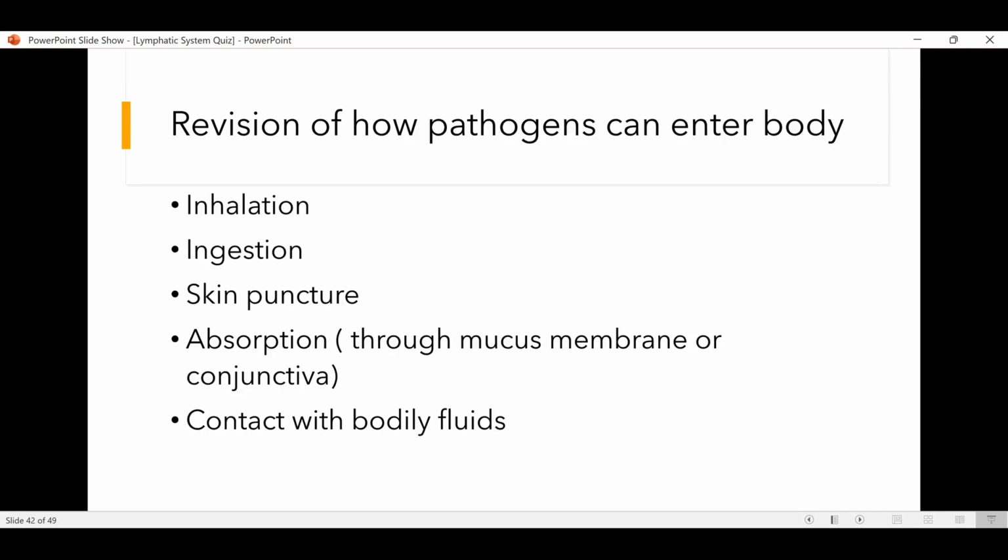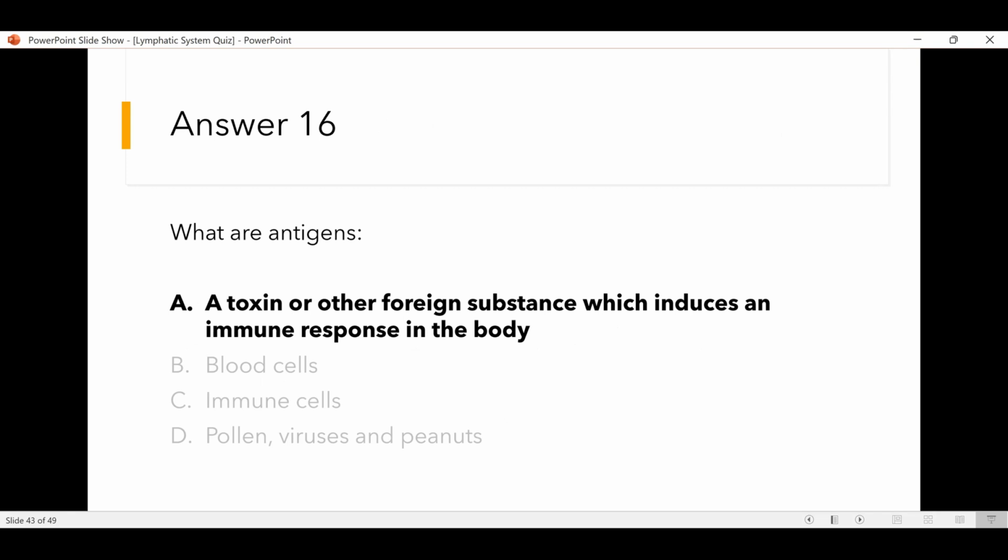Answer 16. Oh no, so how can it get in? Inhalation, you can breathe it in. Ingestion, you can eat it. A skin puncture. Absorption through mucous membranes or conjunctiva. So obviously the conjunctiva are in the eye, mucous membranes are in the nose, they're also in the respiratory tract, they're also in the reproductive areas, and contact with body fluids as well.